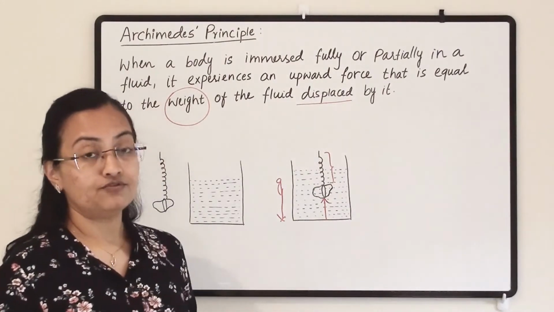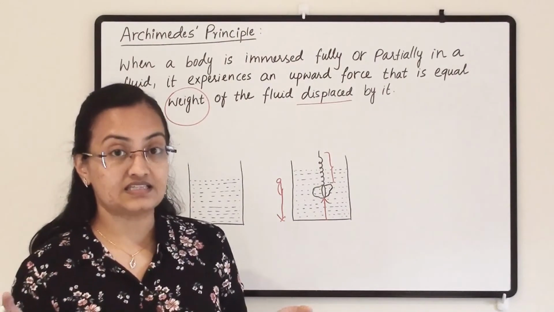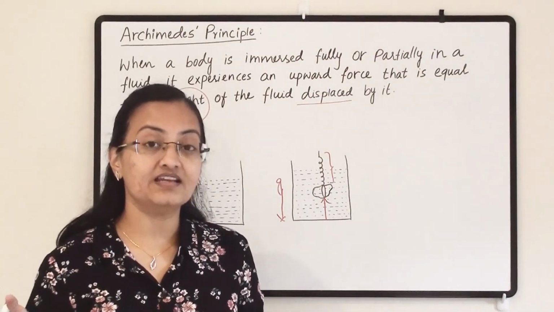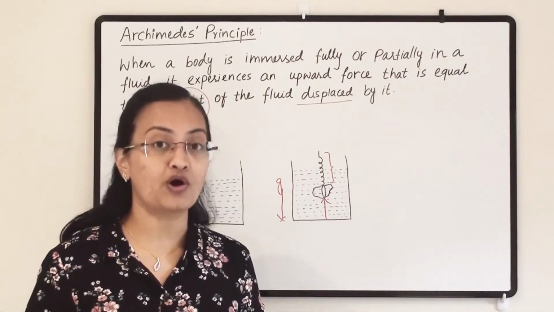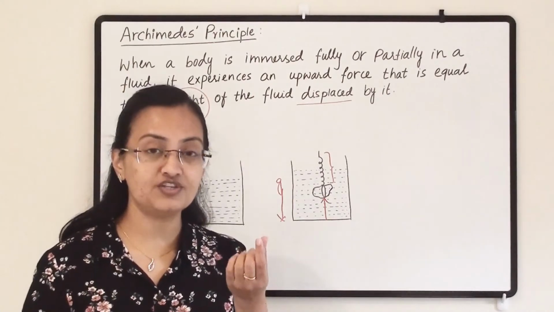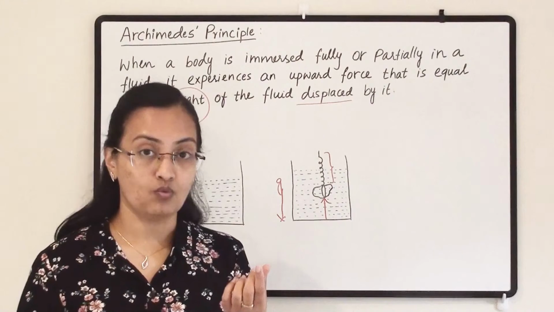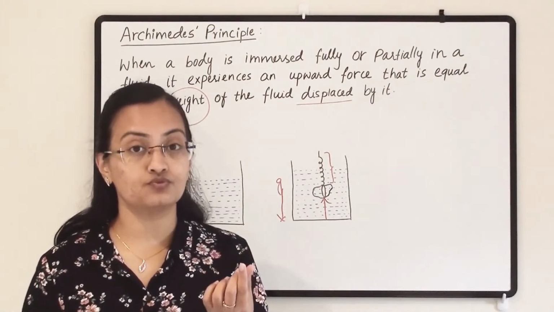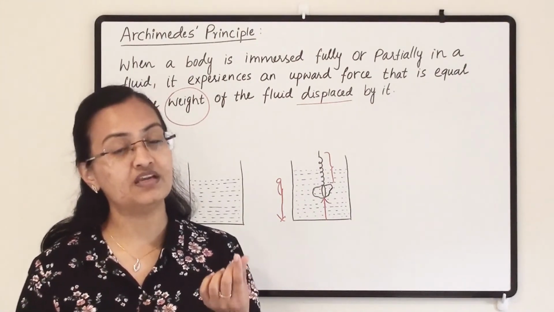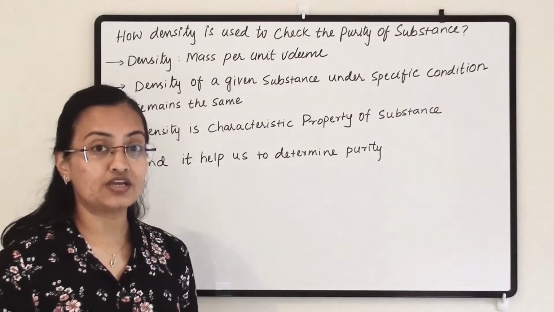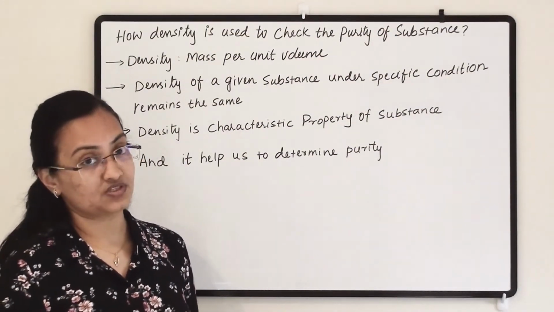So if the object is bigger in size and it is displacing more water, then it is experiencing more buoyant force. And if the object is smaller and it is displacing less water, then the upthrust force applicable on it will be smaller. Now, why are we using density to check the purity of any substance?